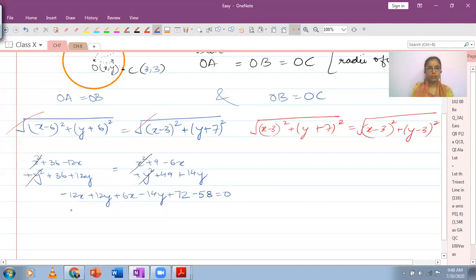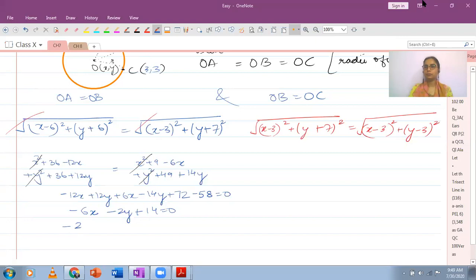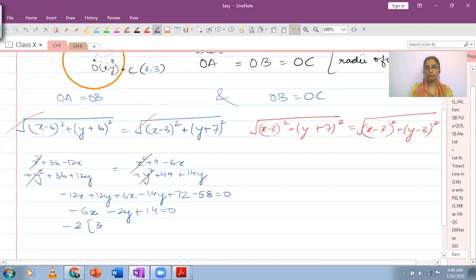So this actually becomes minus 6x minus 2y plus 14 equals 0. So I take minus 2 common, and I'll be left with 3x plus y minus 7 equals 0. So this is 3x plus y minus 7 equals 0. This is equation number 1.